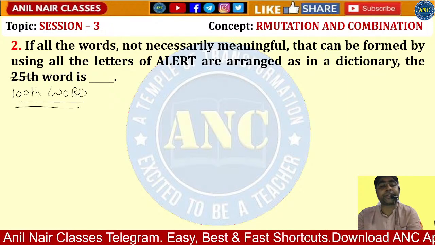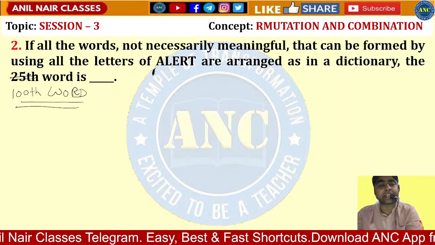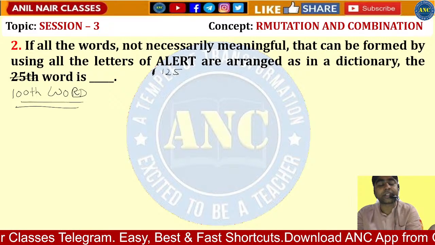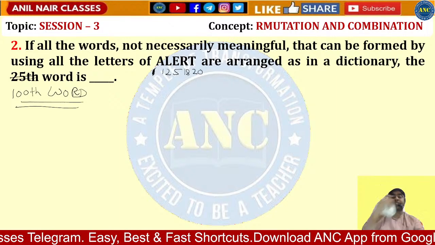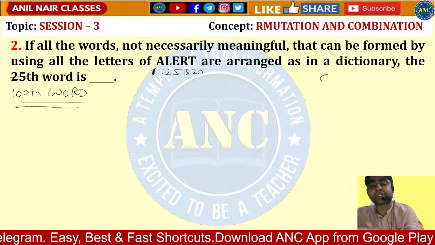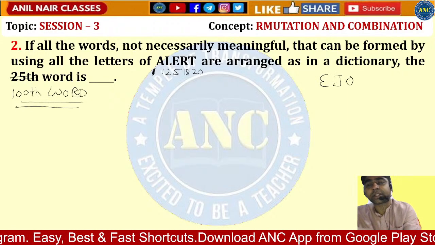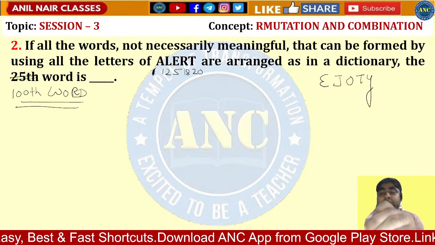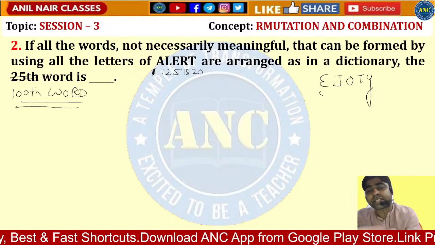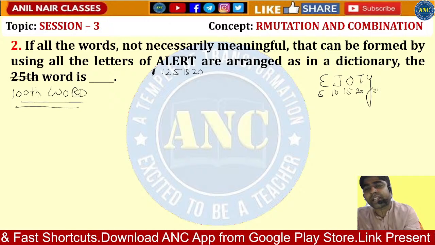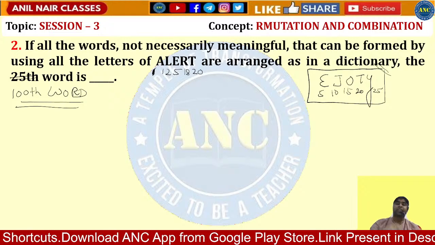Okay. So now I know A is the first alphabet, L is the 12th, E is the 5th, R is the 18th, and T is the 20th. Okay. How do you remember that? One small concept, that is E Jyoti. Okay. E Jyoti means this is the 5th one, this is the 10th one, this is the 15th one, this is the 20th one, and this is the 25th one. Everything else you can just compare and solve.